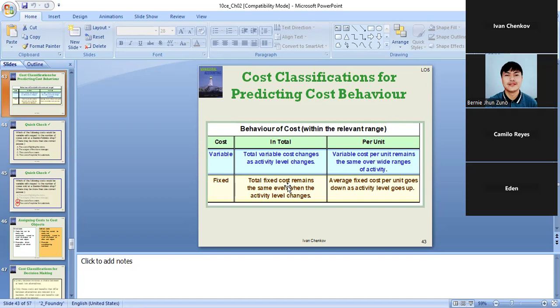Fixed cost, on the other hand, in total always stays the same. Once you pay for your car insurance, let's say $1,000, that's how much the cost is for the entire year. But per unit, if you translate the cost per kilometer, the more you drive your car, the less the cost of the insurance per kilometer is going to be.